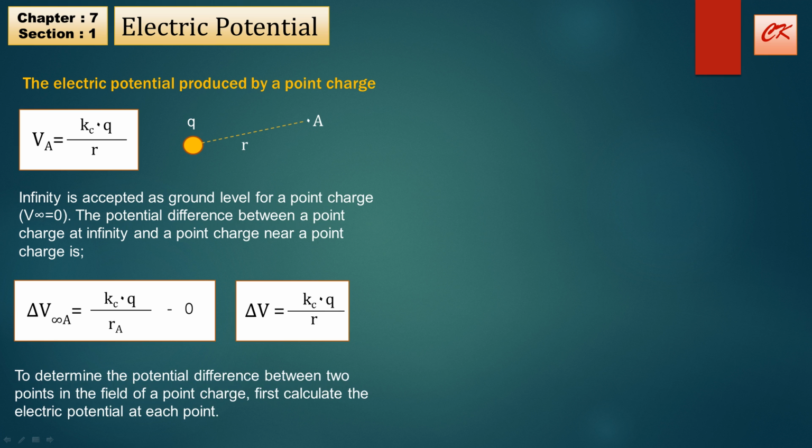But as I say, the logic is a little different. For a point charge, we calculate just the electric potential at a point, and when we talk about potential difference, we assume that the charged particle is brought from infinity to that point.